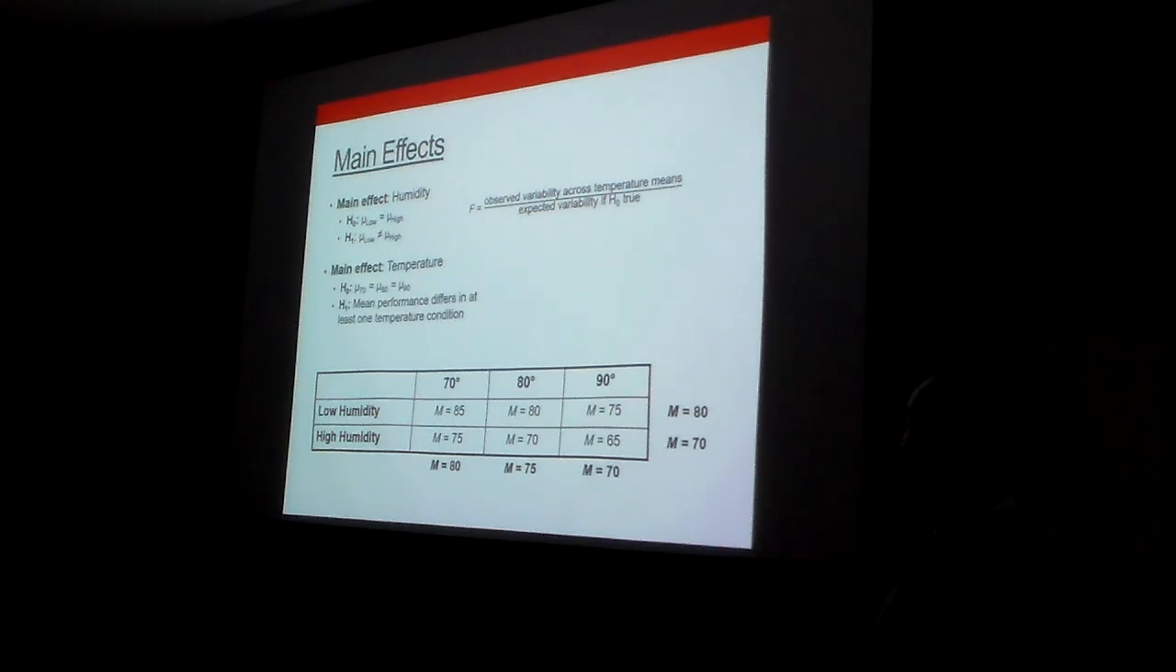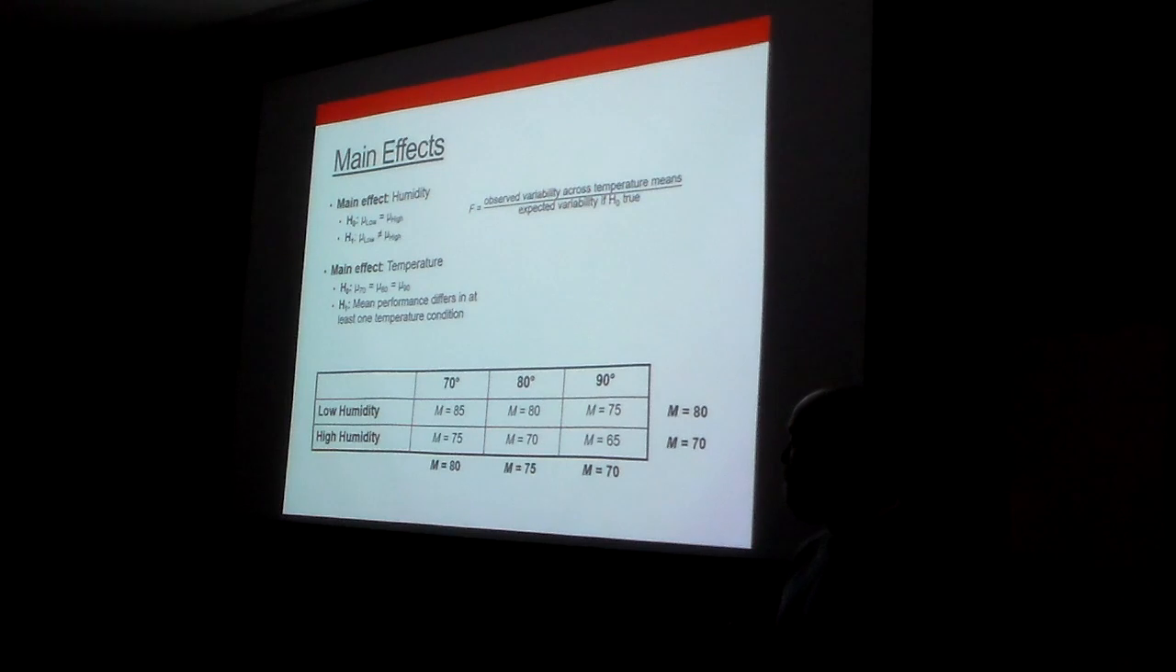We're also going to see a main effect of temperature. Here we've got 3 levels to our temperature factor, and so our null is going to be 70 equals 80 equals 90, everything's identical, but we don't have one alternate hypothesis here. So we can't just put this in mathematical notation. We're going to write out a sentence: mean performance differs in at least one temperature condition. At least one of these is different than one of the other ones, okay?